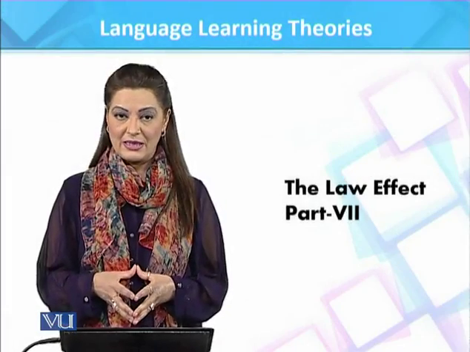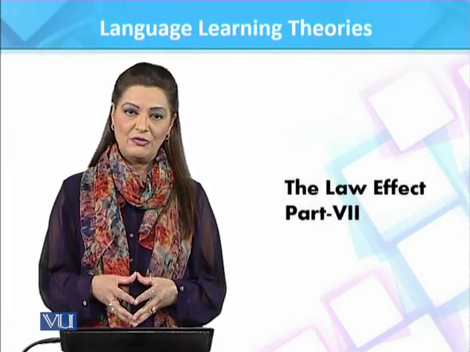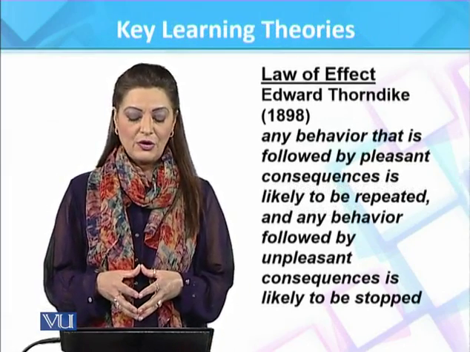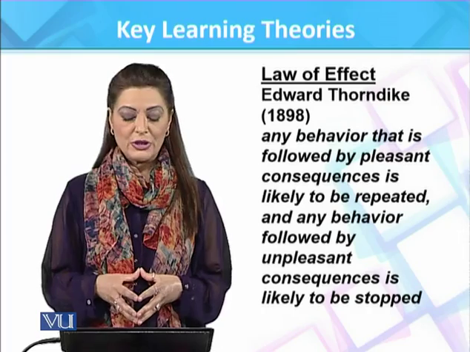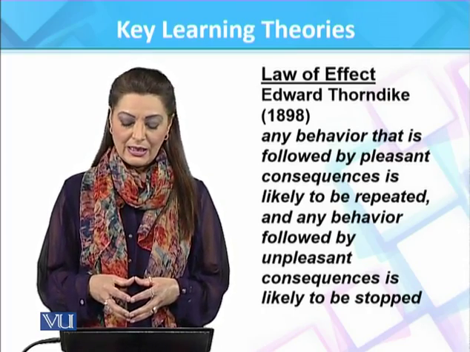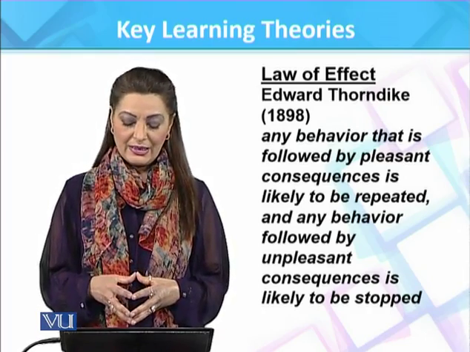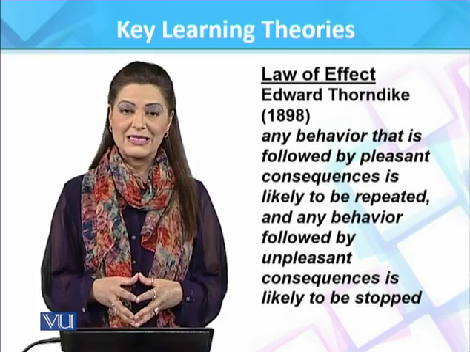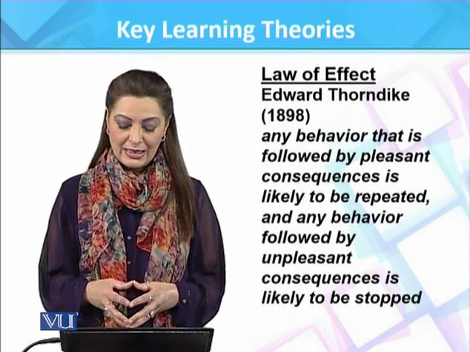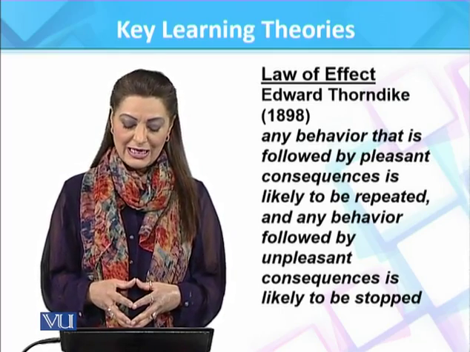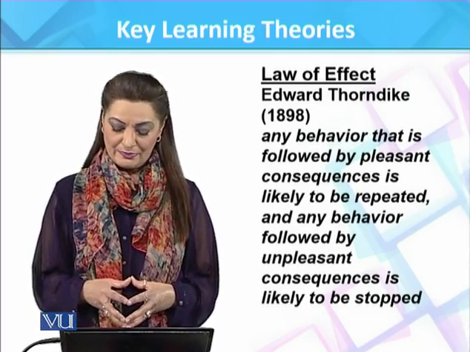The law of effect theory. This is the last feature of behaviorism. The theory of law of effect was proposed by Edwin Thorndike in 1898. According to this theory, any behavior that is followed by pleasant consequences is likely to be repeated, and any behavior followed by unpleasant consequences is likely to be stopped.